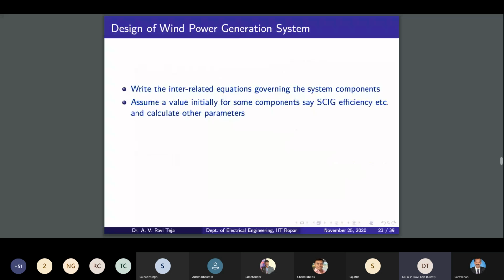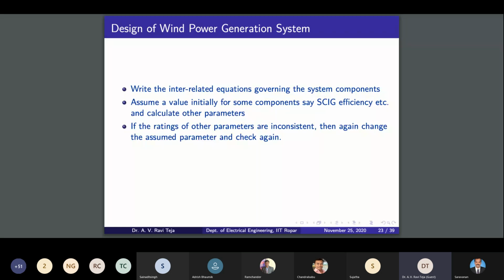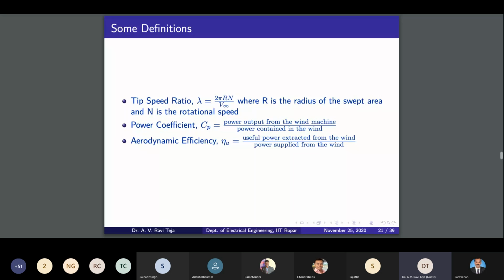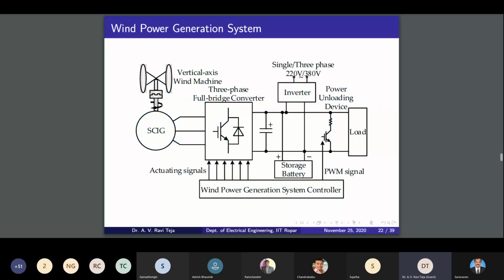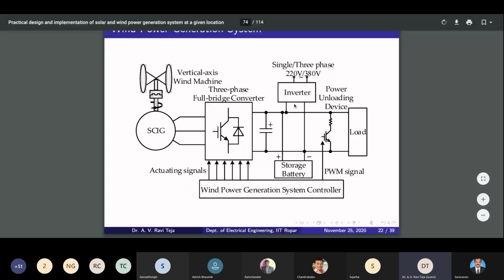And then once I compute the values, I check whether they are practical. Suppose after computing, I get a squirrel cage machine rating as 1.69 kilowatt. A 1.69 kilowatt generator is not possible. Either in the market I have a 1 kilowatt generator or a 2 kilowatt generator. So I again have to keep 2 kilowatt as the rating and compute other parameters like that. In an iterative way, we have to check that the ratings of each and every piece of equipment match the availability, as well as solve this particular set of interdependent equations which are there in the system.